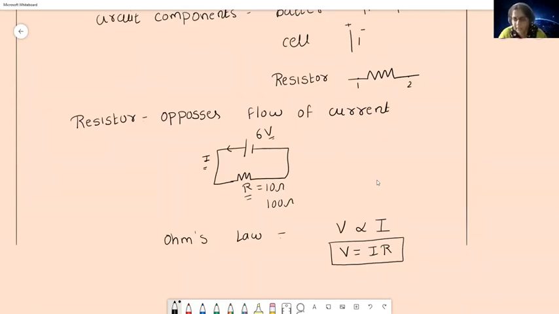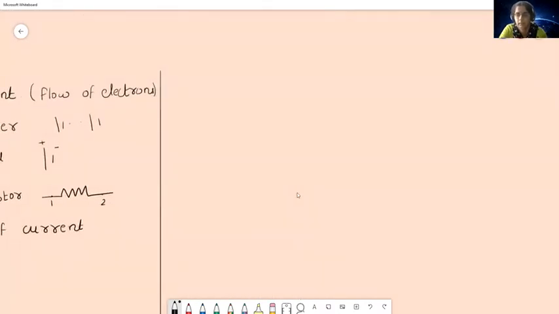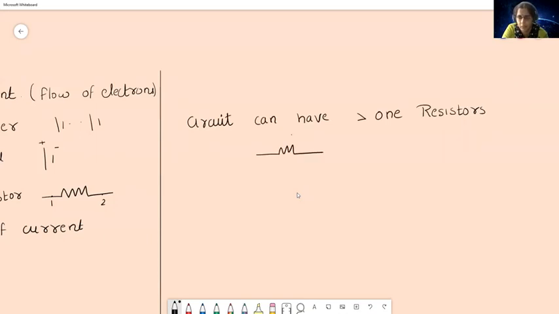Now in this circuit, I have used only one resistor, but a circuit can have more than one resistor. So if I have two resistors, say for example, I have one resistor R1, its terminal 1 and terminal 2. Then I have another resistor R2. I need to connect it in my circuit. So how can I connect it?